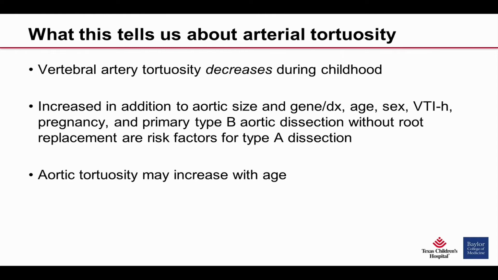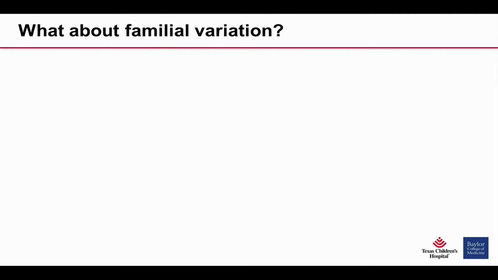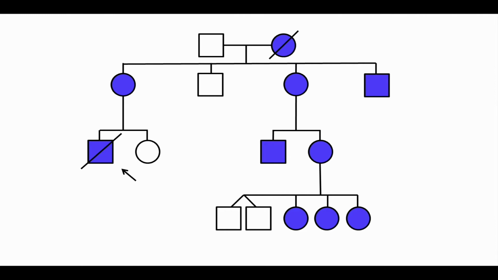Aortic tortuosity may increase with age, and it also appears to be associated with a dissection risk, in comparison to vertebral artery tortuosity. And just have another minute, I'm just going to clip through a couple of these things, just to show you. This is a large family, so can this help us with this familial variation or modifiers that we've talked about?